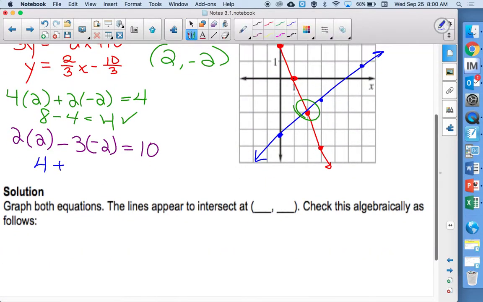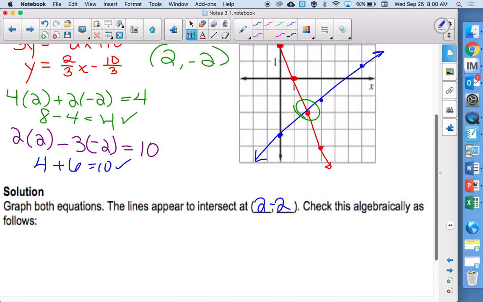And this is 4 plus 6. 4 plus 6 does equal 10. So the answer is (2, negative 2). So plug it back in, check it, put a little check mark next to it because it does hold true.